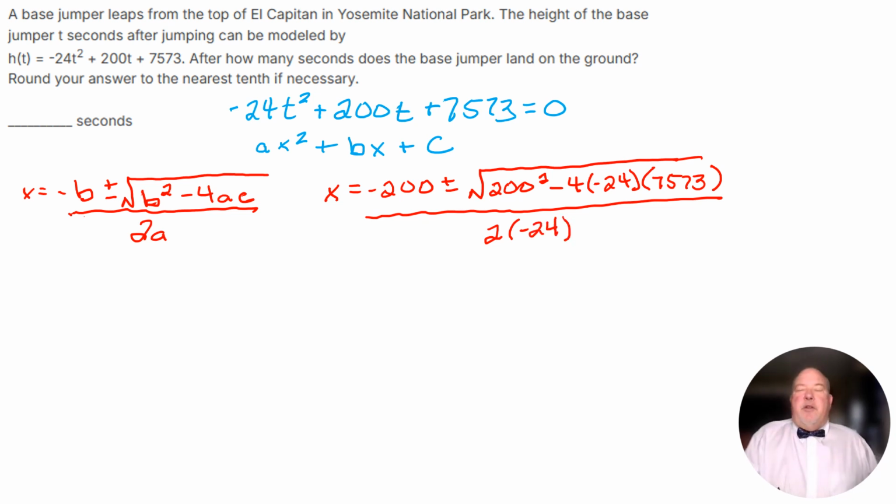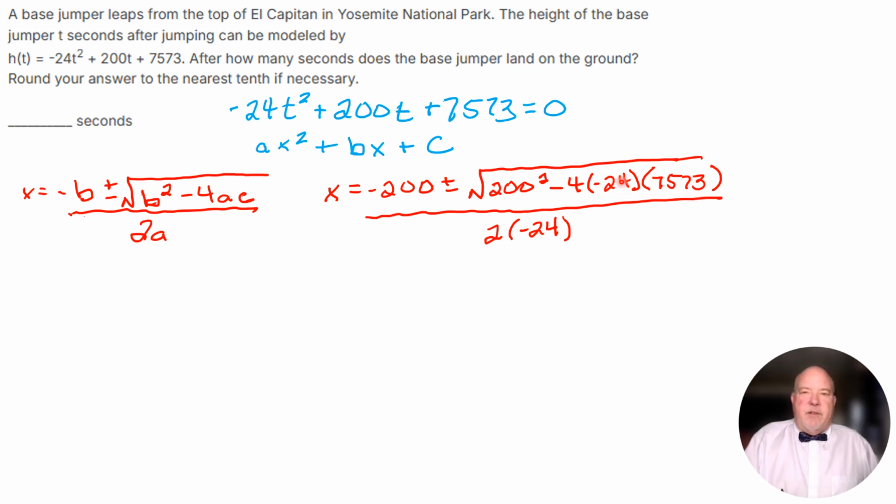So now we're just going to follow PEMDAS. We want to simplify everything under the radical first. So let's work on that. I'm going to just point out what I'm going to do here. I'm going to go ahead and figure out what 200 squared is, and then I'm going to multiply all of these three numbers together.